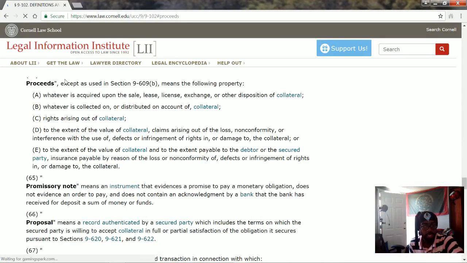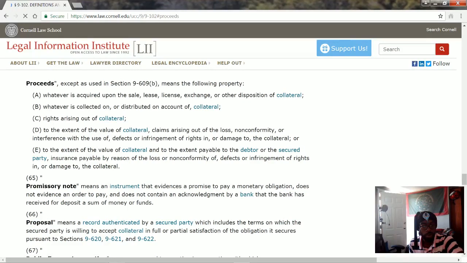What's proceeds? Except as used in section 9-609(b), it means the following property: whatever is acquired upon the sale, lease, license, exchange, or other disposition of collateral; whatever is collected on or distributed on account of collateral; rights arising out of collateral; to the extent of the value of collateral, claims arising out of the loss, nonconformity, or interference with the use of, defects, or infringement of rights in, or damage to the collateral; or, to the extent of the value of collateral and to the extent payable to the debtor or the secured party, insurance payable by reason of the loss or nonconformity of, defects or infringement of rights in, or damage to the collateral.